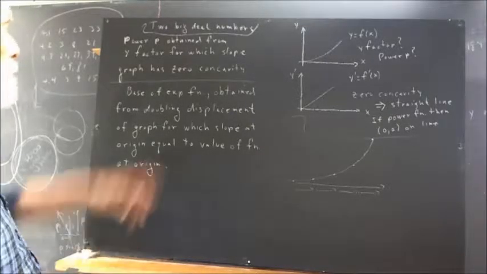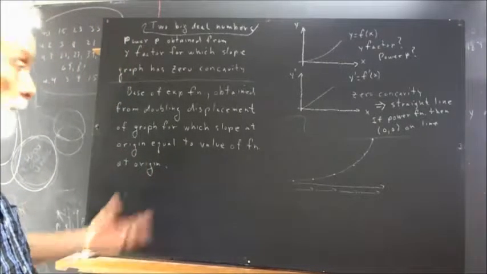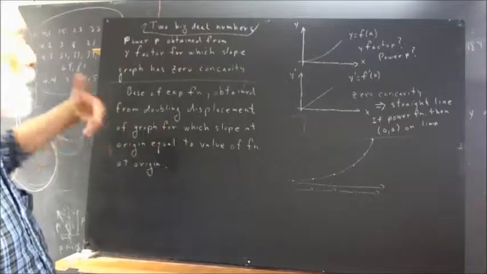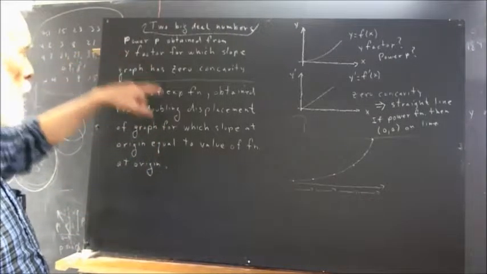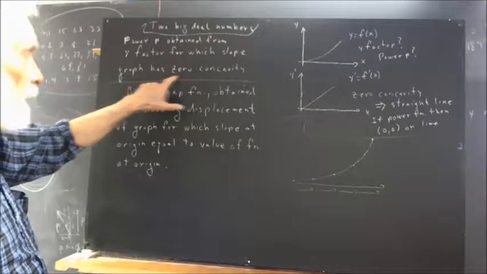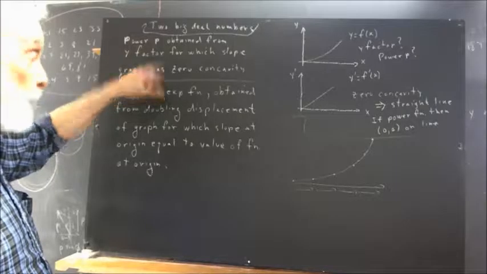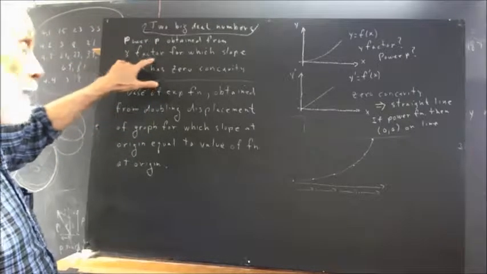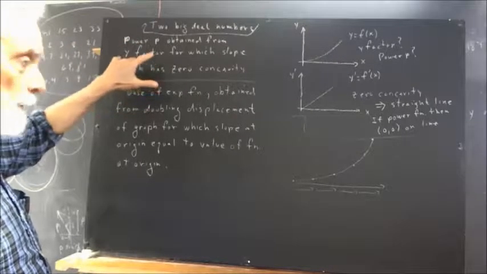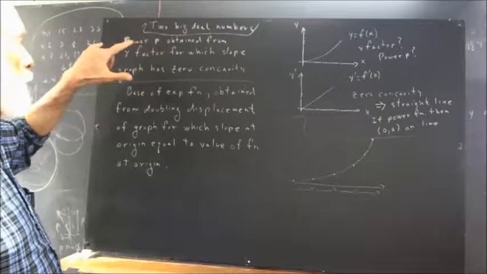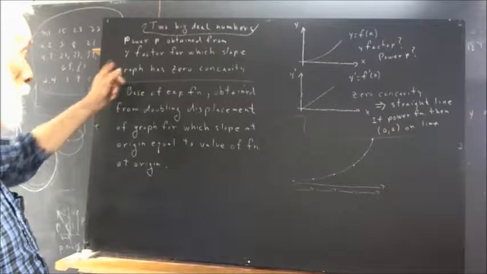Now we're looking for two big deal numbers. The way I originally introduced this and the way you've worked on it, what we're looking for is the y factor for which the slope graph has zero concavity. Since we're talking about a y factor, we're talking about a power function here. We can get y factors for other functions, but if I say this without further qualification, we know I'm talking about a power function with a constant y factor.